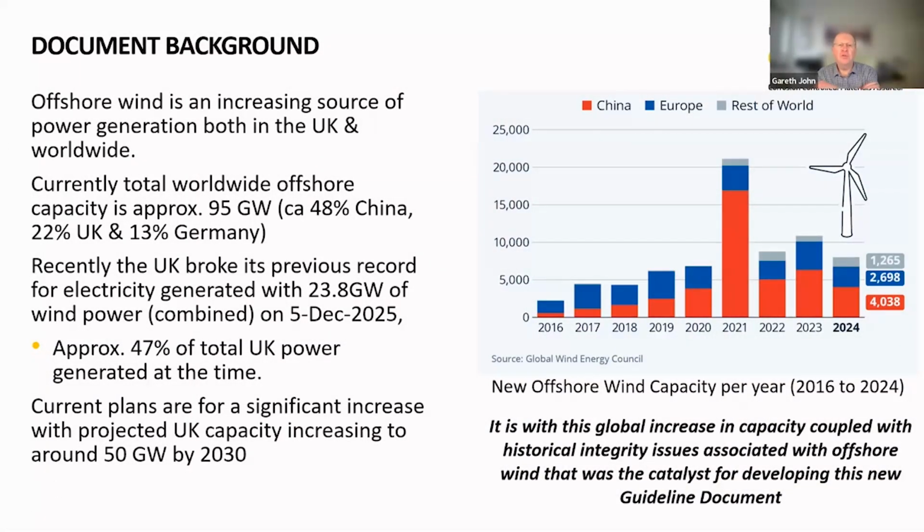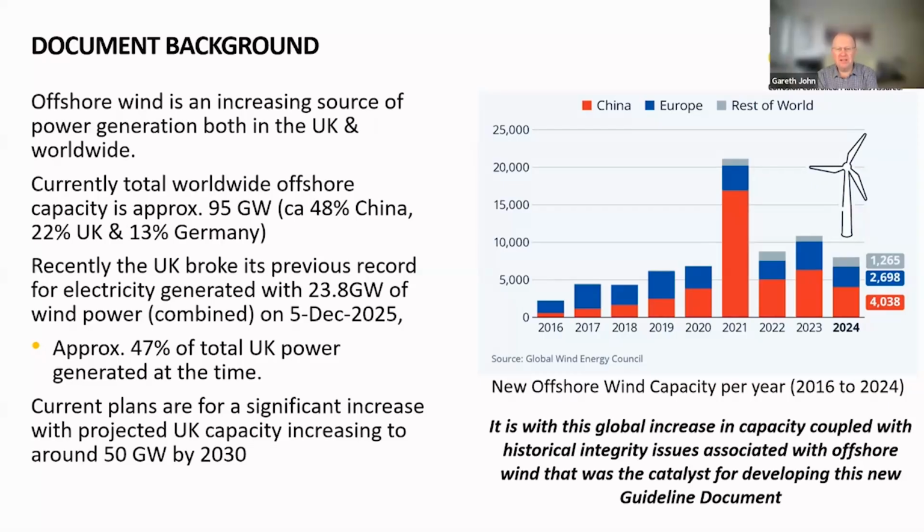As everybody is aware, offshore wind is an increasing source of power generation, both in the UK, but also worldwide. As at the end of December, the offshore capacity is approximately 95 gigawatt, split nearly half in China, nearly a quarter in the UK, and an eighth in Germany, but spread across the world. Also at the end of December, the UK broke its own record of the amount of electricity generated by wind, which was at the time about 50% of the UK total power generation.